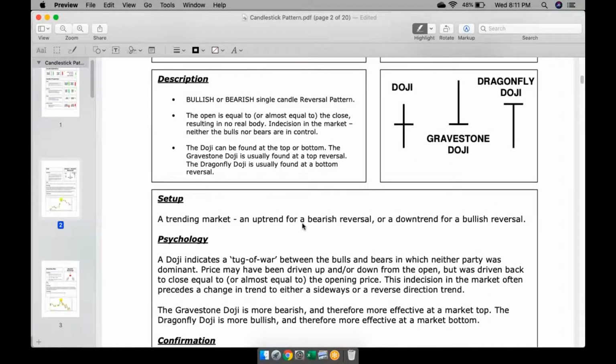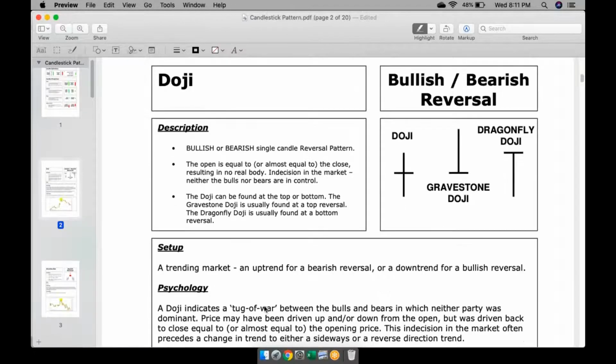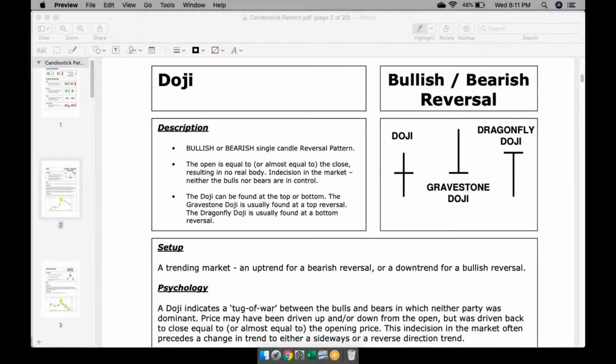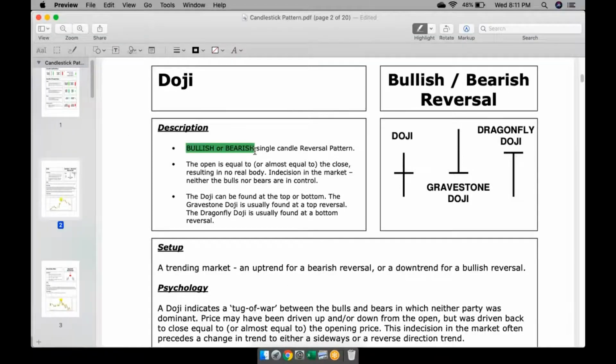Now doji means a bullish or bearish candle reversal pattern. So it is like the joker of the card, it will work on both sides. Doji means it's a bullish reversal and also a bearish reversal, and all these candlestick patterns are valid.